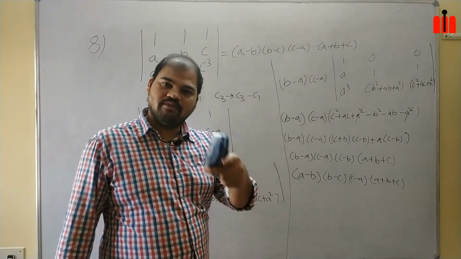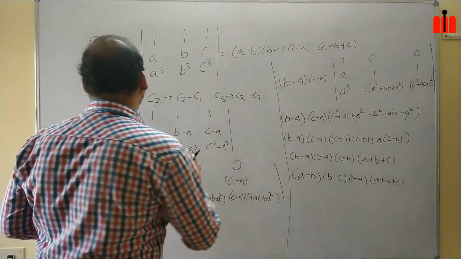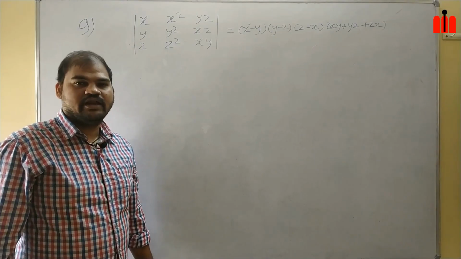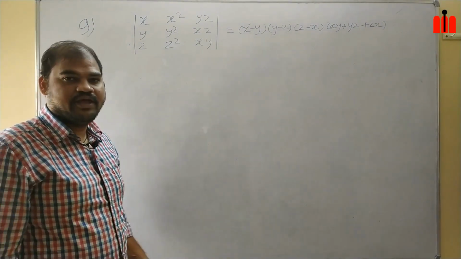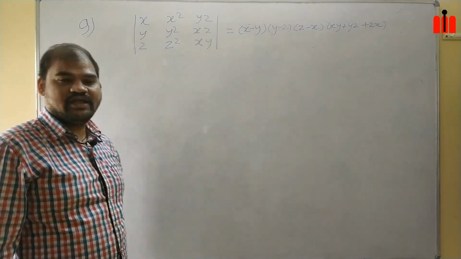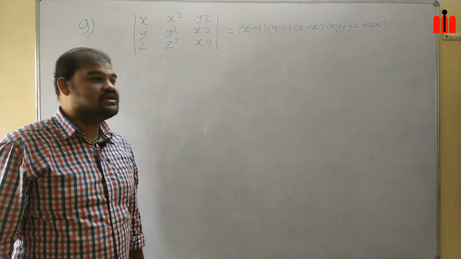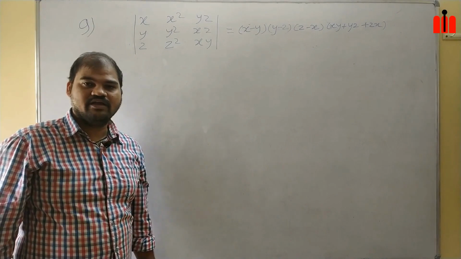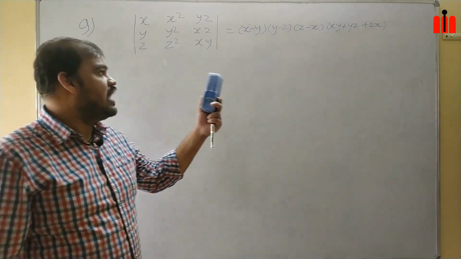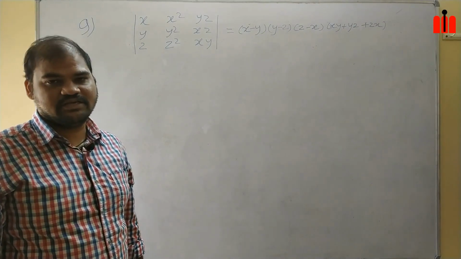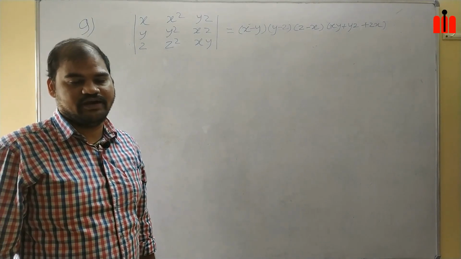Let's move on to problem number 9. In problem number 9, we have to show that the determinant with rows x square, yz; y square, xz; z square, xy, this LHS, is equal to x minus y, y minus z, z minus x, xy plus yz plus zx. This we have to find.